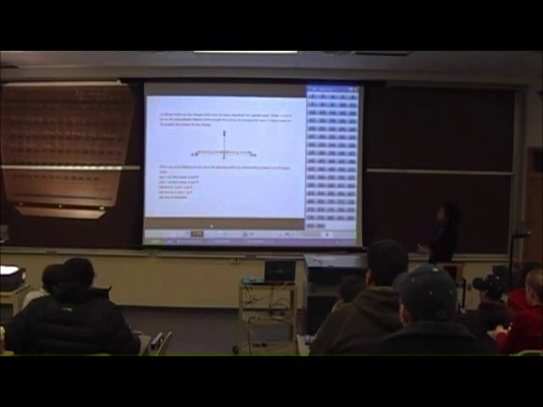So it says at both points A and B, the electric field will be pointing like this to the right. B: at both points A and B, it will be pointing to the left. C says it's 0 at point A and to the right at point B. D: 0 at A, to the left at B. E: none of the above.